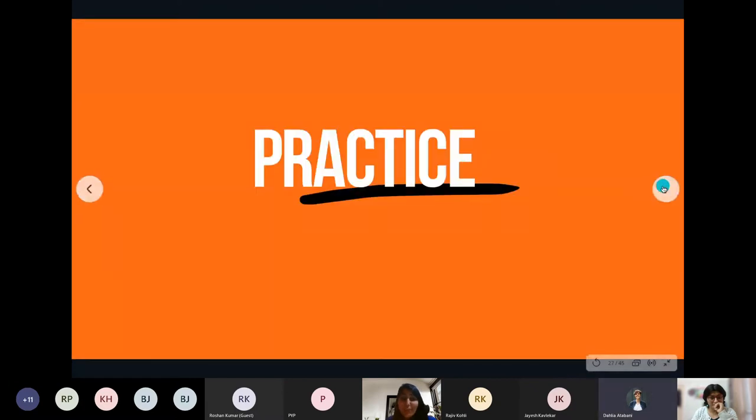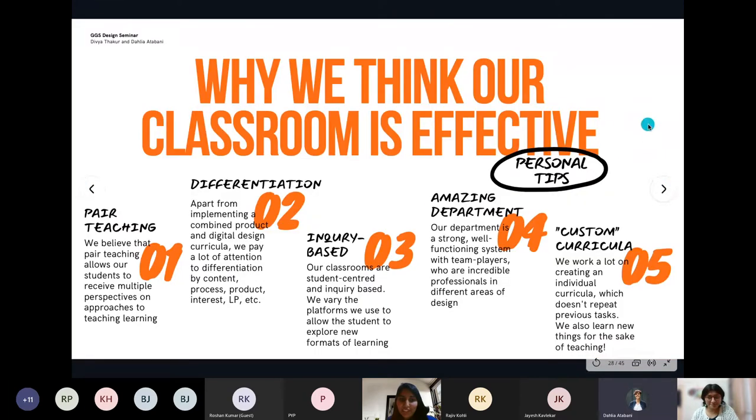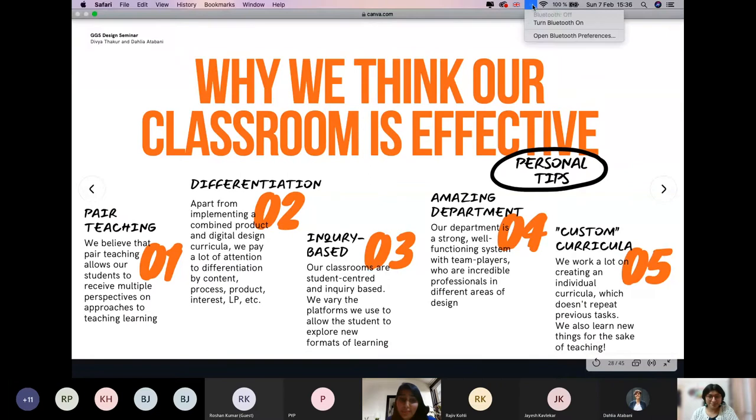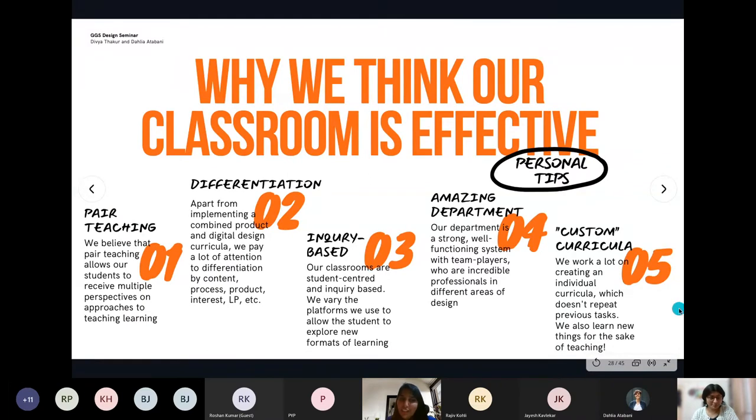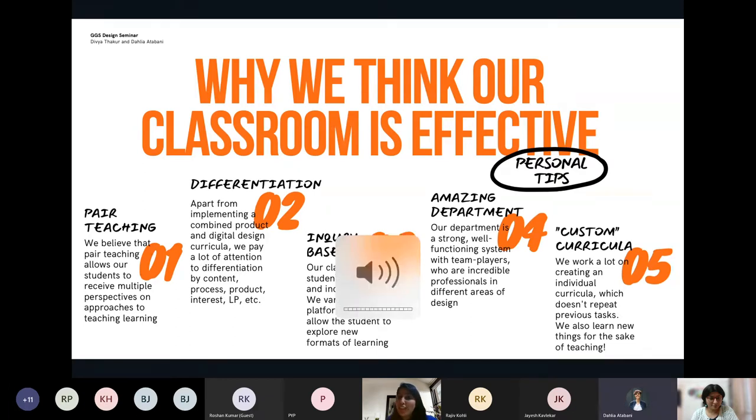Now let's start with the small practice. Here we are going to share some of our personal tips about why we think our classroom is effective. We will share our own ideas, and we want everyone to share your ideas so that we come up with a lot of ideas and share them with each other so that we can also implement them in our classes.